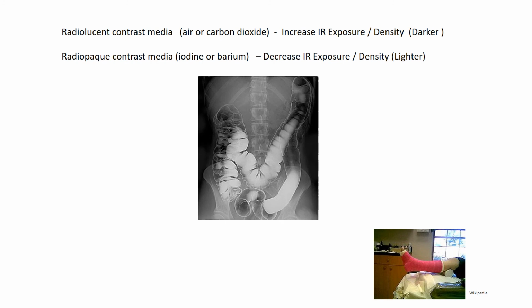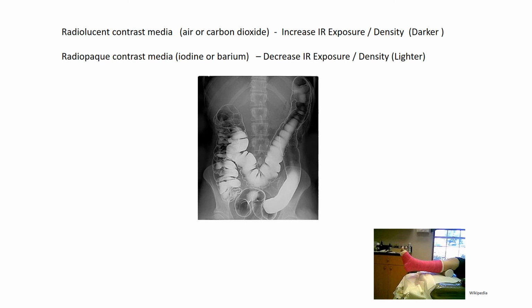Radiolucent contrast media and radiopaque contrast media, we use it to see parts that we would not otherwise see if we didn't use them. For example, if I did a KUB, I might see a little pocket of gas or some feces that might be within the colon, but I'm not going to get a good view of the colon. So I'm going to have to put contrast media into that colon, giving the colon contrast that wasn't already there.